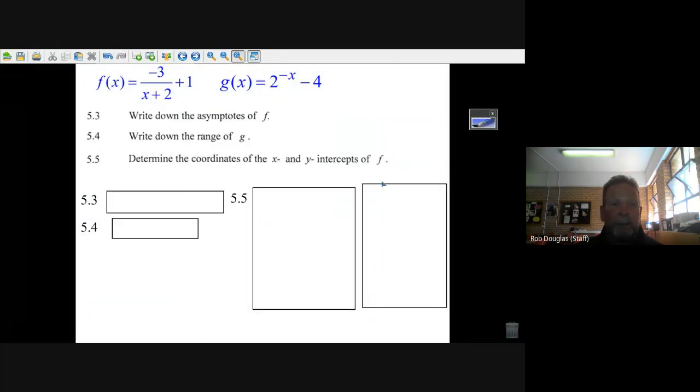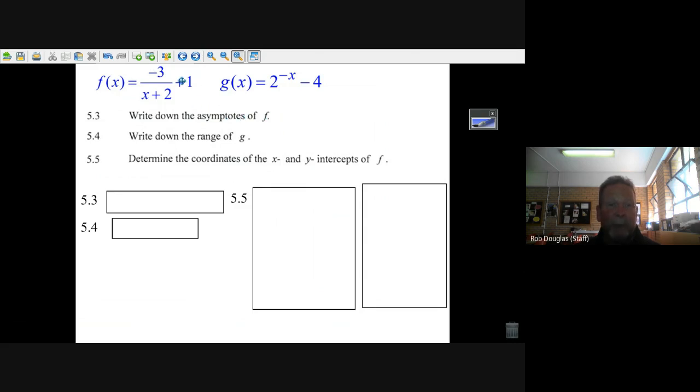Okay, we're doing these questions from a 2017 government grade 11 exam, and let's just try it. It says write down the asymptotes of f.